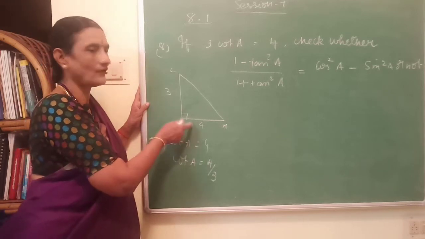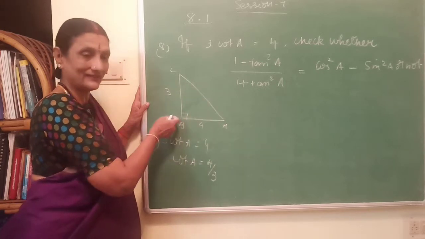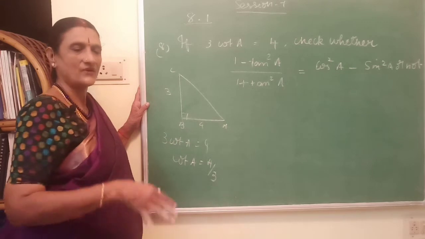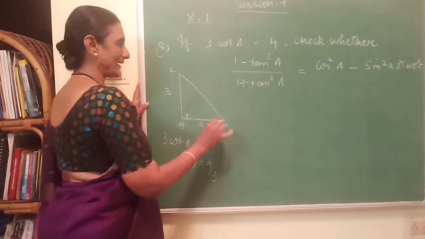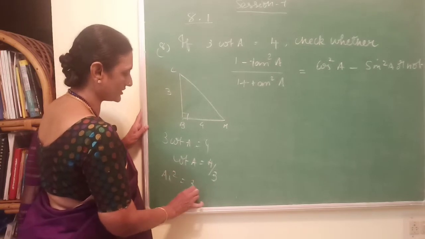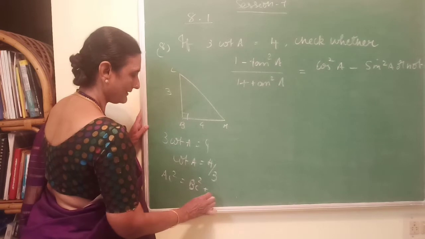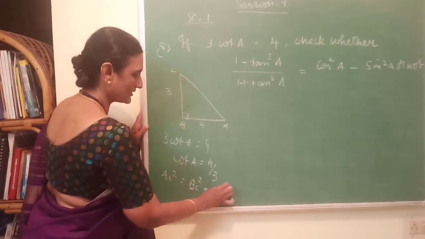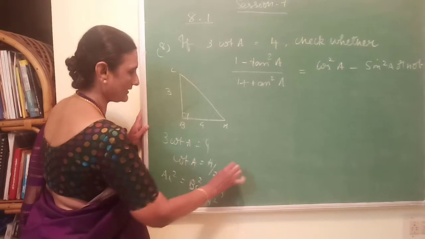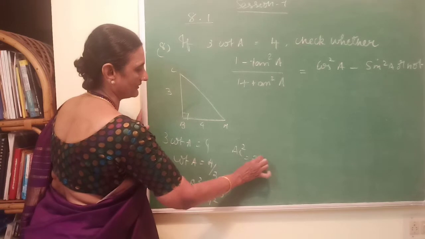Now, 3 and 4 are the two sides of the right triangle, and therefore by Pythagoras this has to be 5. If you are still not thorough with that, better you work it out and tell me. That is, AC square is equal to BC square plus BA square. So, you will get 3 square plus 4 square. So, AC square is equal to 9 plus 16, 25.